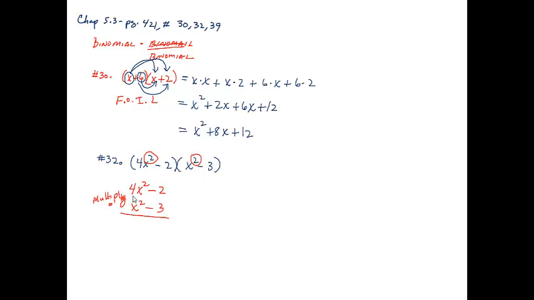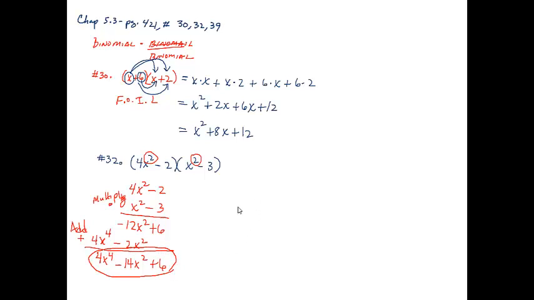Now make sure you're lining up your like terms, and you start at the far right. Negative 3 times negative 2 is positive 6. 4x squared times negative 3 is negative 12x squared. Negative 2 times x squared is negative 2x squared. And make sure you keep lining them up. And then 4x squared times x squared is 4x to the 4th power. And then you get to add. So I get 4x to the 4th minus 14x squared plus 6.